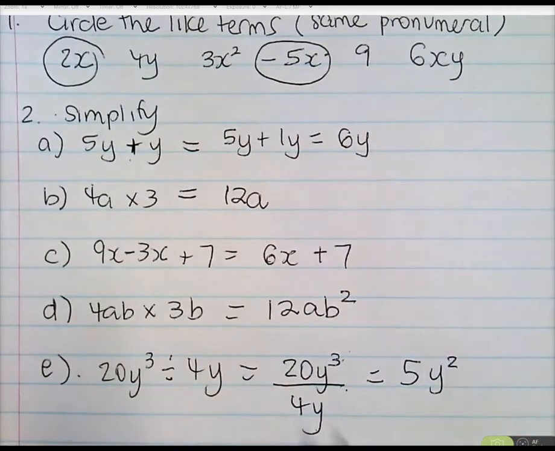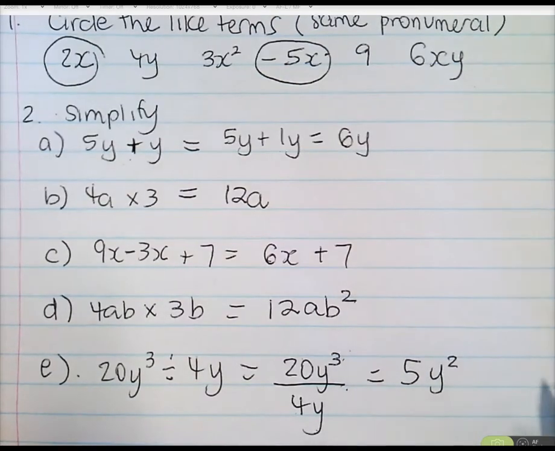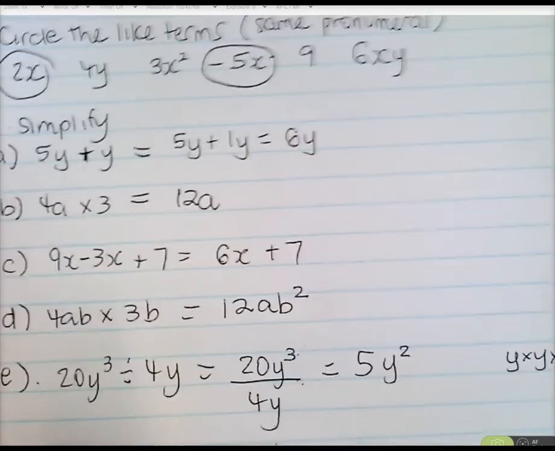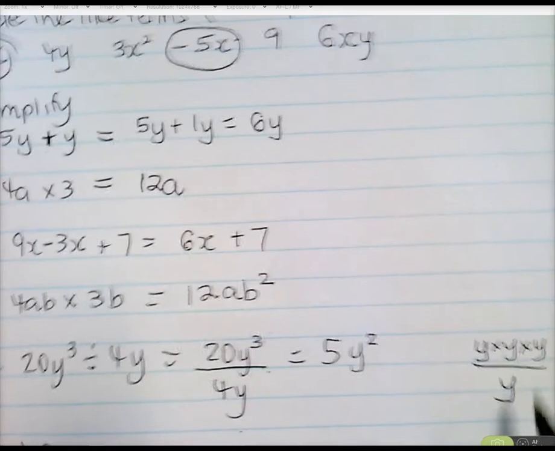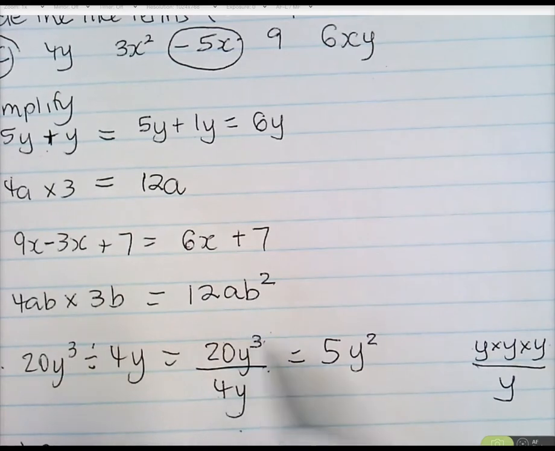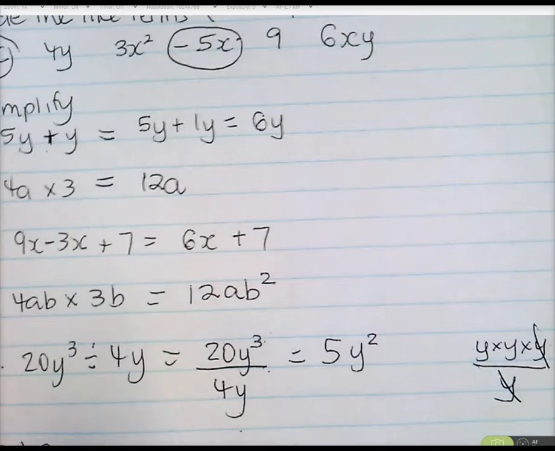Do we get that? Yeah. 20 divided by 4 is 5. Y cubed divided by y. Because y cubed means y times y times y. I'll just show you what it means. It means y times y times y over y. That's what y cubed means. So y cubed divided by y. What happens? One y cancels from the top and the bottom.